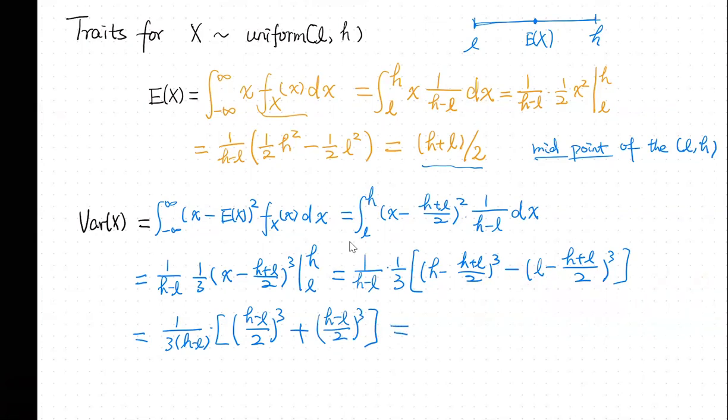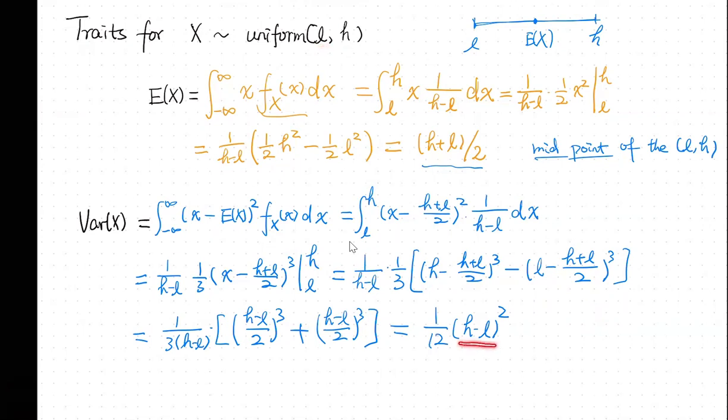And that gives us 1 over 12 times h minus L to the power 2. So this is the variance of the uniform distribution on the interval L to h.